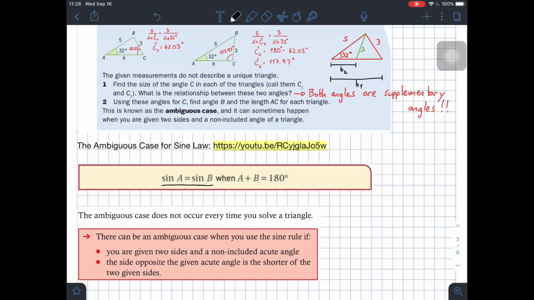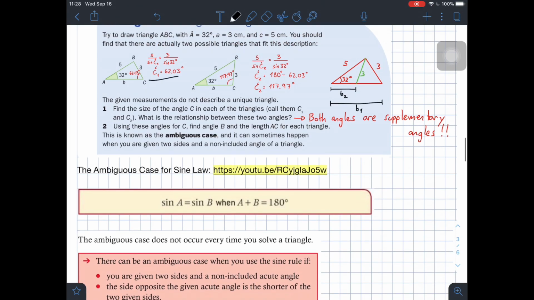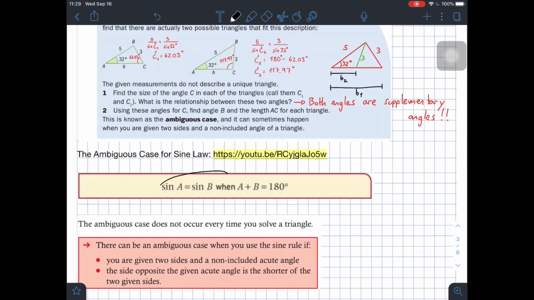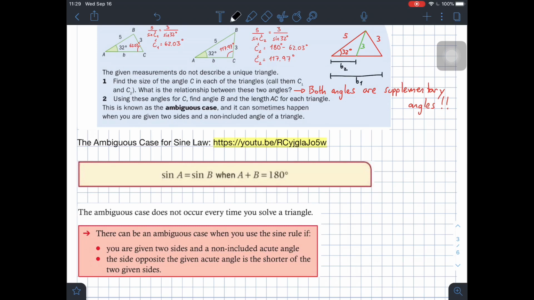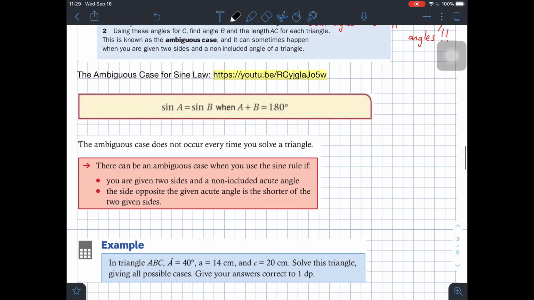If sine of A is equal to sine of B, then we say that angles A and B are supplementary angles. You see that the sine of this angle over here is the same as the sine of this angle over here. You can try that in your calculator and you'll see that you get the same result. So that's always the case: when angles are supplementary angles, the sine of both angles are the same.